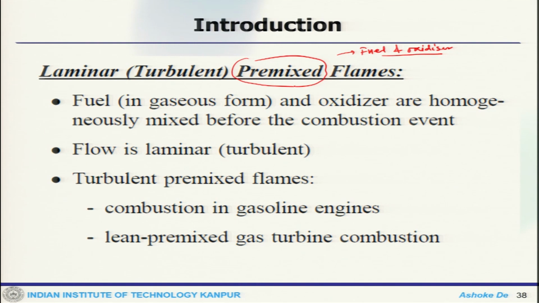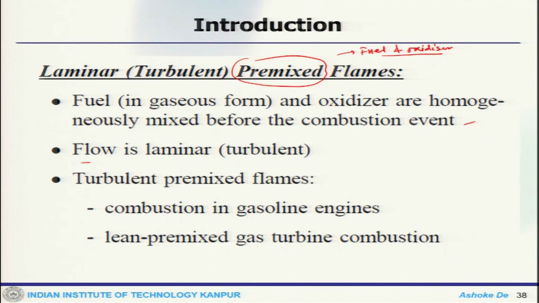So, one can think about the proportion being nice, so you can have nice combustion, and all these details we will see. As it suggests, it is homogeneously mixed before the combustion event. Now, depending on the fluid behavior, the flow could be laminar or turbulent. So, you can have either a laminar premix flame or a turbulent premix flame.